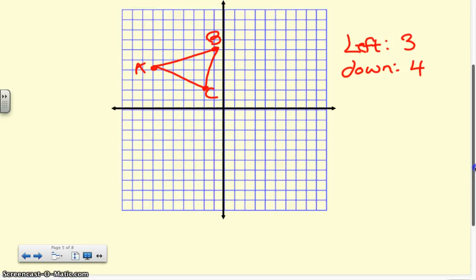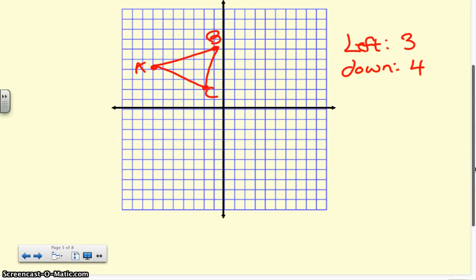Alright, translating this image, I'm taking each of my vertices and moving them to the left 3, down 4. So A, my A prime, I'm going to the left 3, 1, 2, 3, down 4, 1, 2, 3, 4. This is my new A, it's called A prime. B, I'm going to the left 3, 1, 2, 3, down 4, 1, 2, 3, 4. This is B prime. And C to the left 3, 1, 2, 3, down 4, 1, 2. This is C prime. My new translated image is right there.